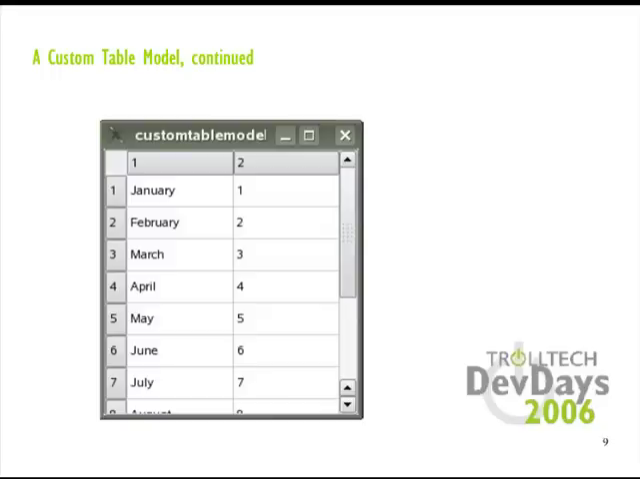So, a fantastic application we have written here. We have a custom model. I just put it in a QTable, like in one of the first slides, and put in pairs of the month names and the month number. Fantastic, isn't it?